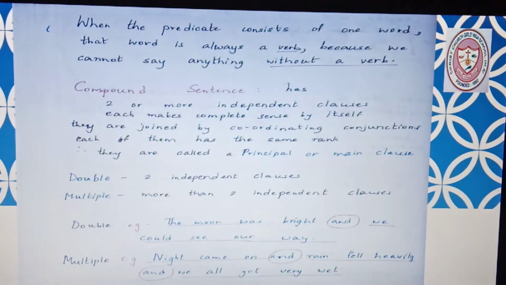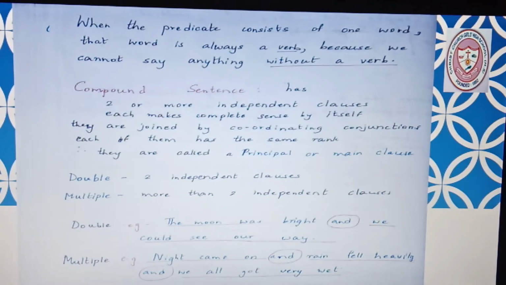Moving forward to the compound sentence. What is a compound sentence? A compound sentence has two or more independent clauses. Now you will understand why I mentioned phrases and clauses. What do we mean by independent clauses?